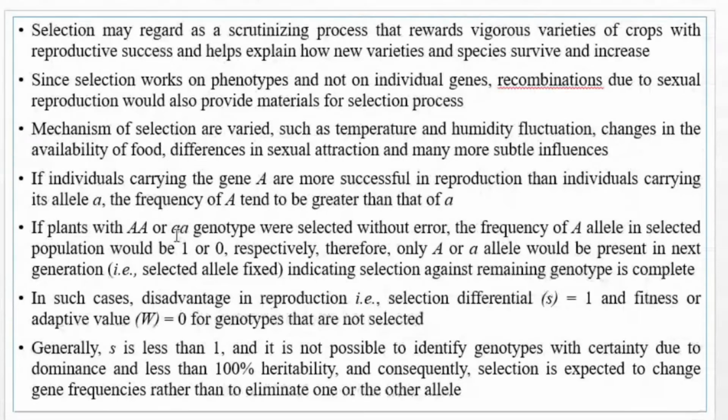allele will be present, not both. So that's this indicates the selection against remaining genotypes is complete. In such cases, disadvantage in reproduction, that is selection differential, is equal to 1 and fitness or adaptive value becomes 0 for genotypes that are not selected. यदि यस्तो भयो भने के हुन्छ, हामीले homozygous A dominant सिलेक्सन गर्यो भने जुन not selected छ, अर्थात् the left over recessive allele को adaptive value अहिले पनि 0 हुन्छ, किनकि that has not been selected, that will not be adapted. तर homozygous को adaptive value चाहिँ 1 हुन्छ and the selection differential becomes 1, and adaptive value becomes 0 for the completely unselected.